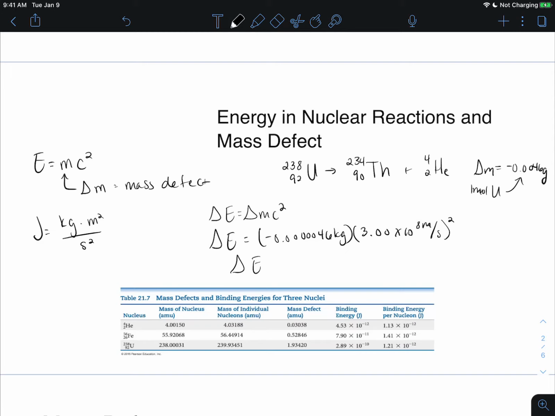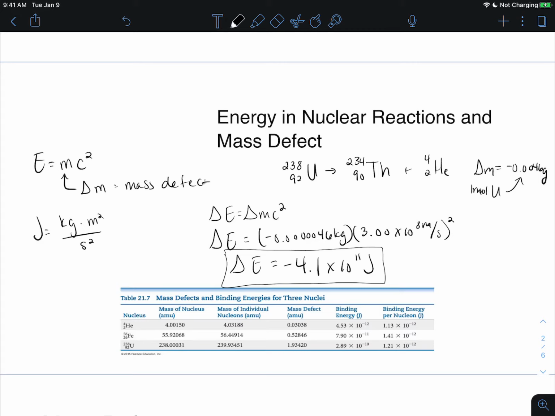When we solve for our energy, we get a value of negative 4.1 times 10 to the 11 joules for 1 mole of uranium. That is a large amount of energy. When we start looking at chemical reactions, you'll see how different in energy these are. But this is, like I said, a tremendous amount of energy. And it's negative because heat is released during this.